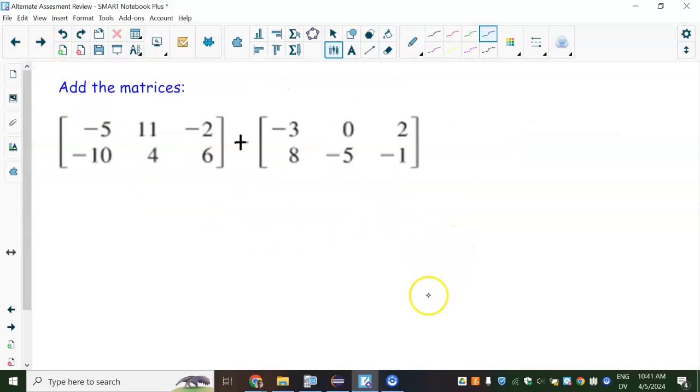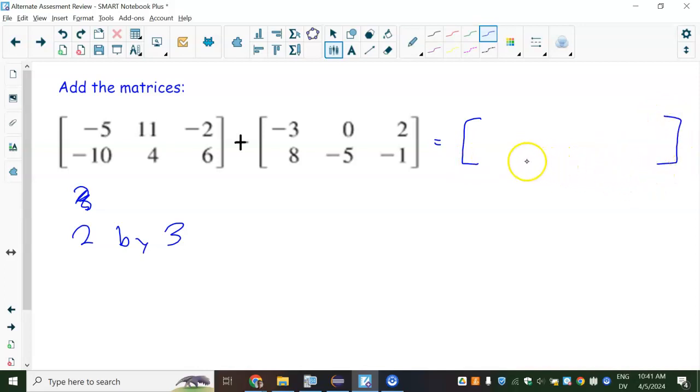Okay, next up is a matrix. So we've got a 3 by 2. This is a 2 by 3, 2 rows by 3 columns. And you're adding with another 2 by 3. So see if you remember how to add these.